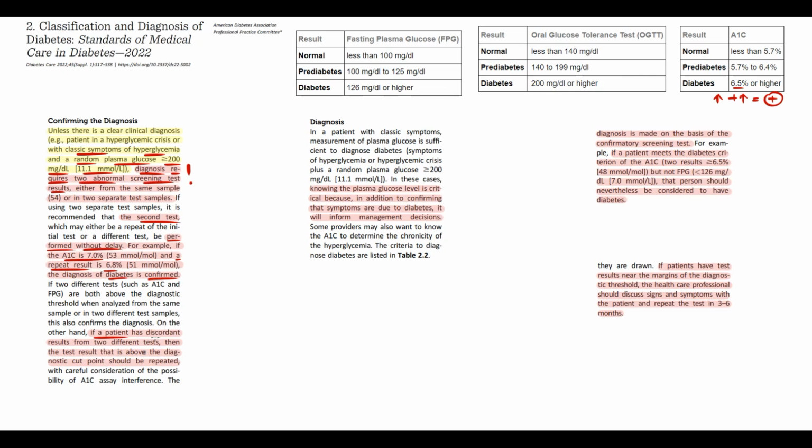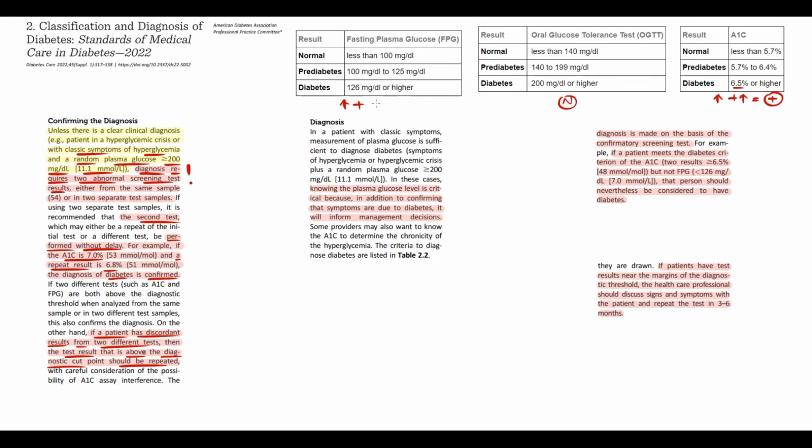The second scenario is the case when one test is above diagnostic margins and the second one is not. In this case, we should repeat the test which is above diagnostic margins. So let's suppose that fasting plasma glucose level is above diagnostic cut point, but oral glucose tolerance test is not high enough. In this case, we do not care about glucose tolerance test. We should repeat the abnormal test, which is fasting plasma glucose.